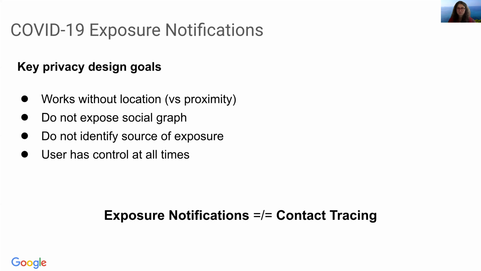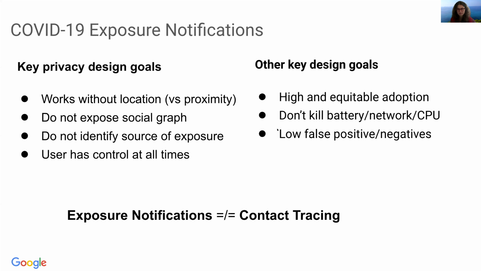Now, these are the privacy design goals that have guided us. And the simplest way to satisfy all of these privacy design goals would have been not to build any kind of contact tracing system at all. But we realized that we have an opportunity to help prevent the spread of the pandemic and get people back to work. And so we decided to do something with our platform to try and help the spread of the pandemic.